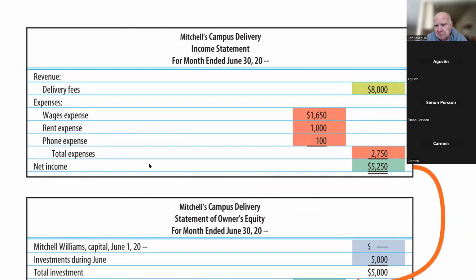You have a heading, the company name, Mitchell Campus Delivery, income statement for the month ended, and that's important. Make sure you say something like for the month ended, or for the month of, okay? That's important, and you'll see why in a moment. You start with the sales.